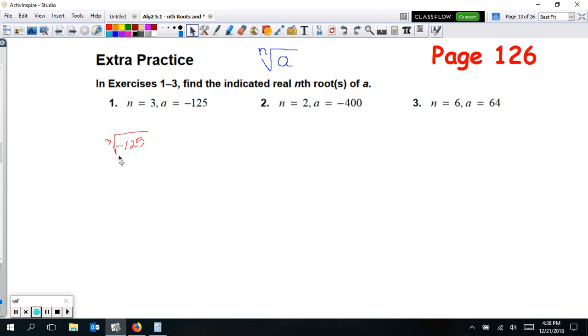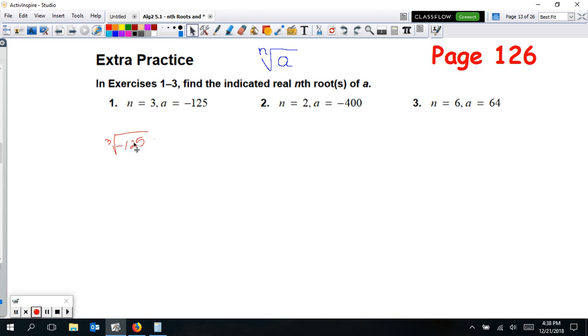So we have the radical sign, with 3 as the root on the outside, and negative 125 underneath. We call it the radicand because it's underneath the radical. We want to simplify this and find the real root. Because it's a 3 here and the radicand is negative, it does have a real root.